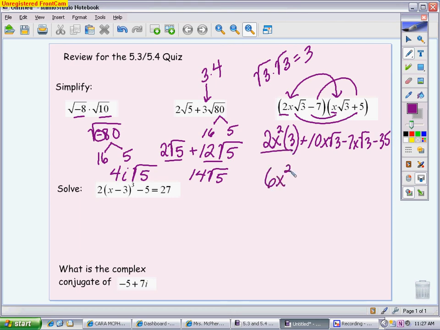The other thing that I'm going to do is I realize that these are like radicals. They are both in terms of the square root of 3. So I have 10x square root of 3 minus 7x square root of 3, which gives me 3x square root of 3. And then the minus 35. So I end up getting 3 terms to my answer.